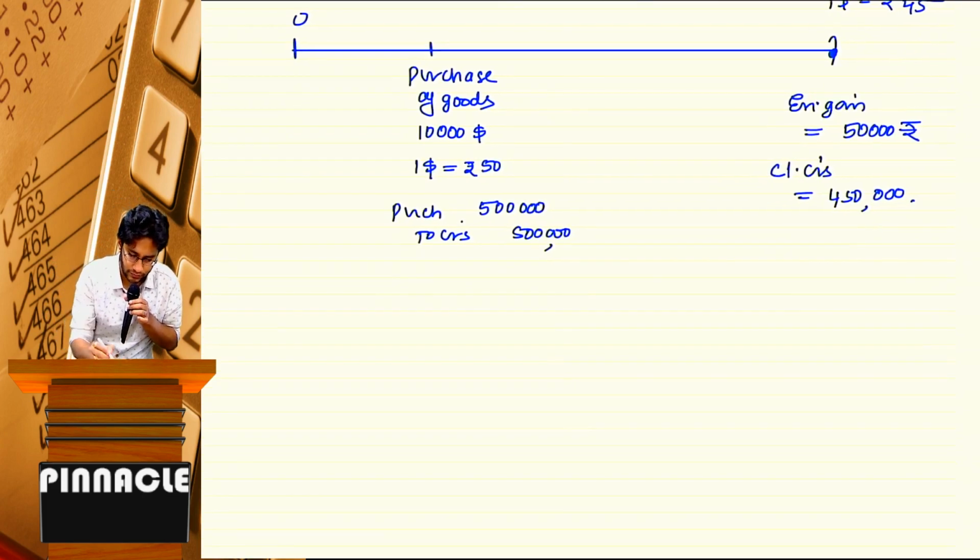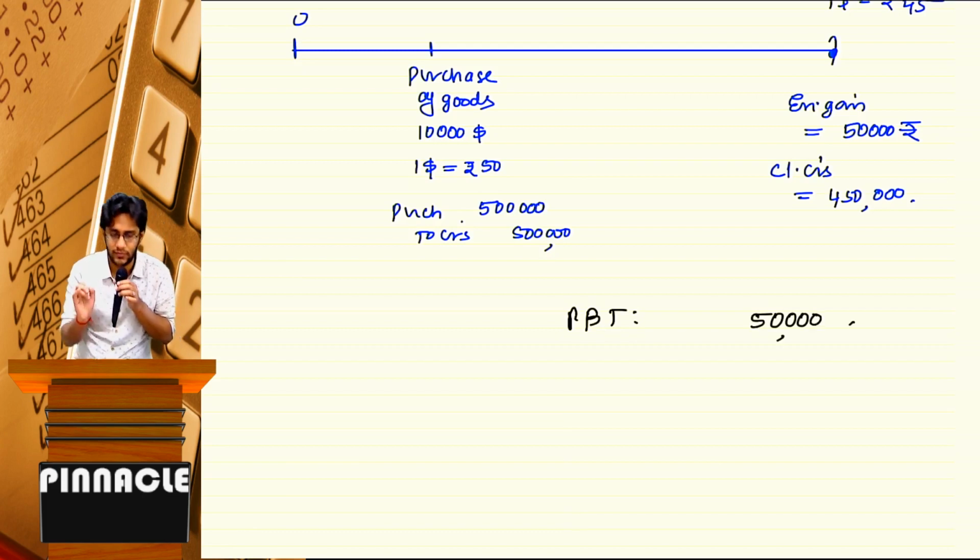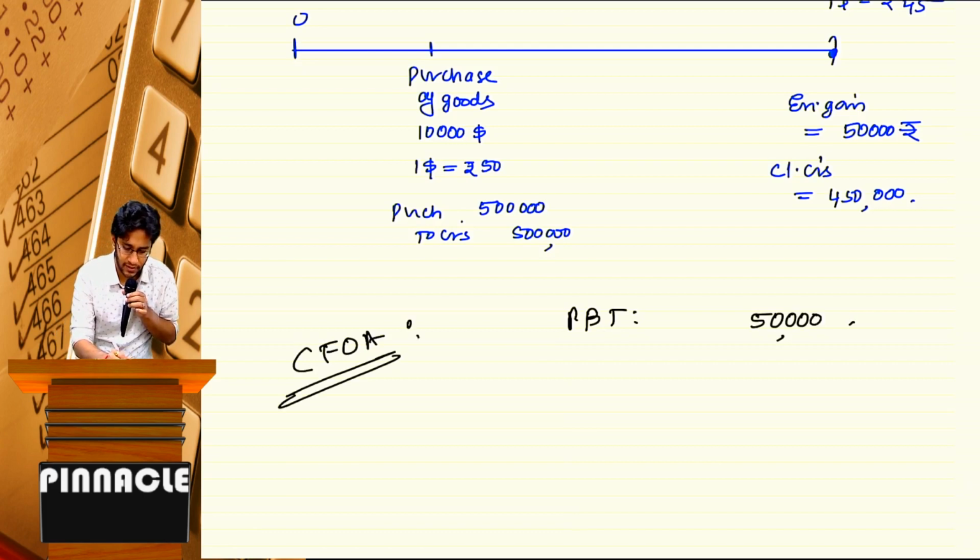Now your profit before tax is 50,000, sir. Now I am preparing cash flow from operating activities. You tell me what adjustment I have to do.